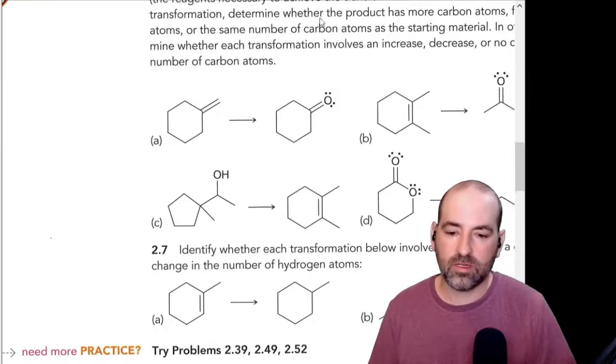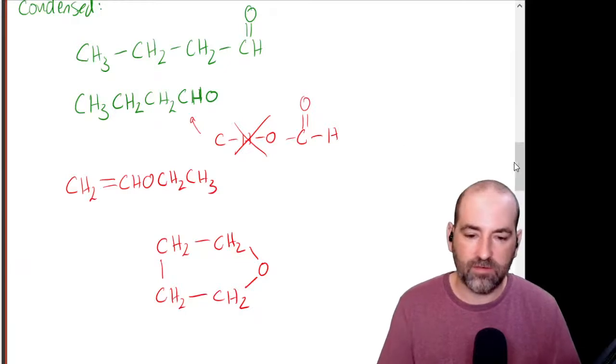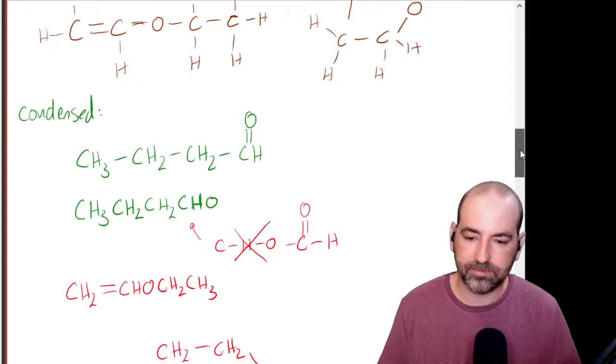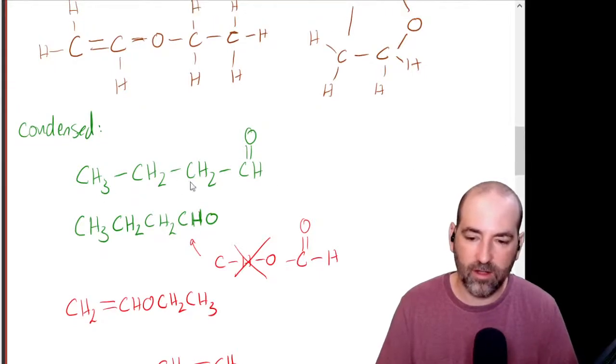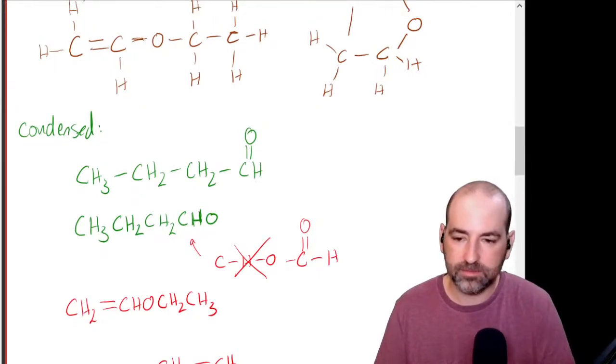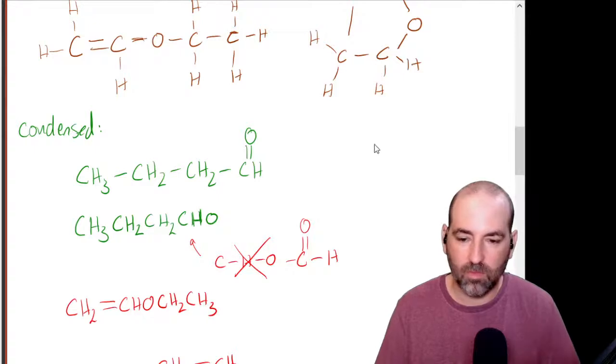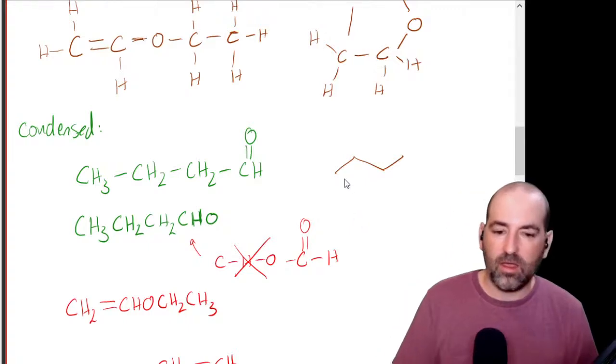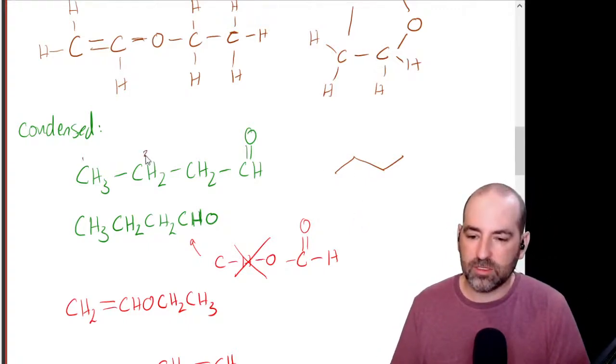So let's go back to our notes here and see if we can now convert these structures into line structures. We'll take this first one here, 4 carbons: 1, 2, 3, 4. Let's number them just to keep track.